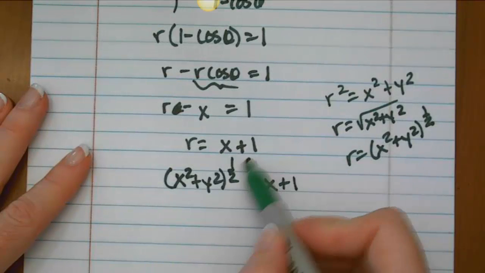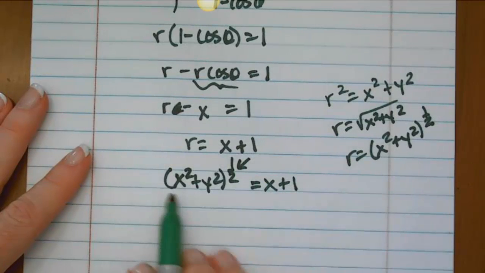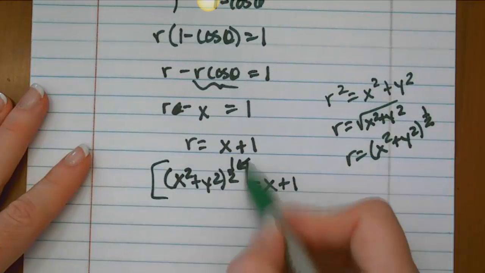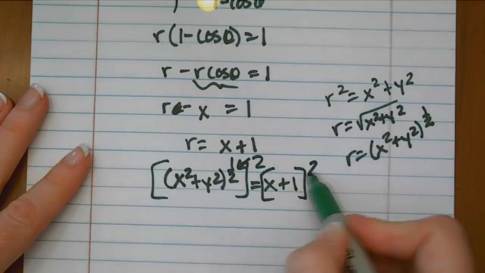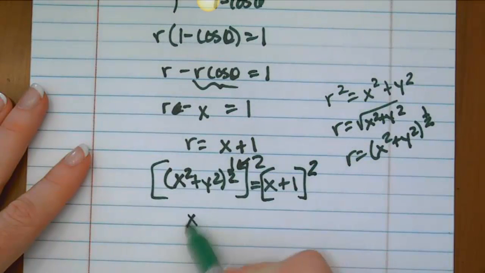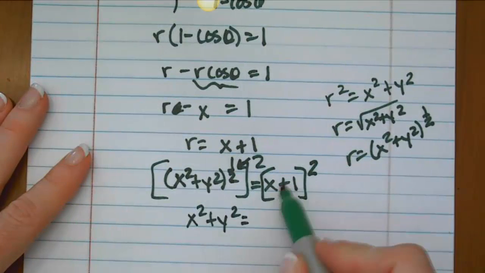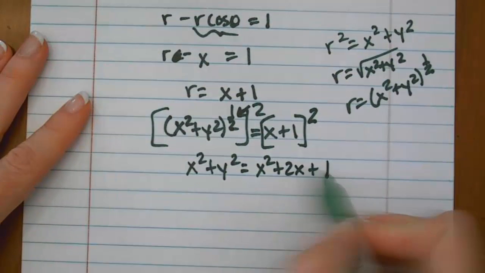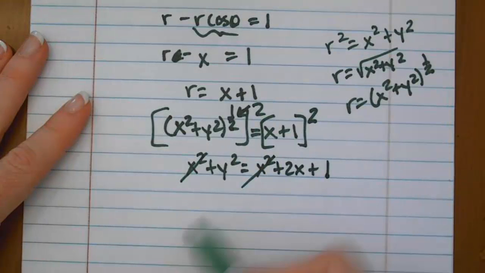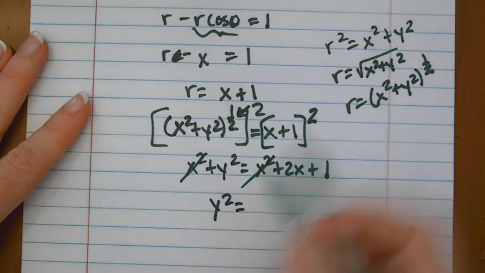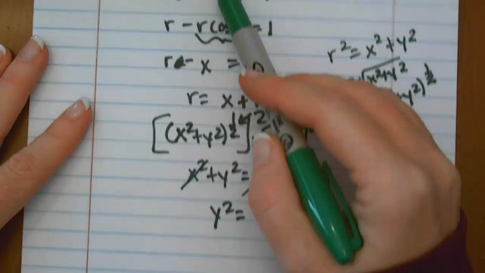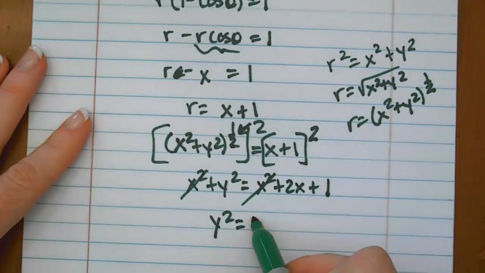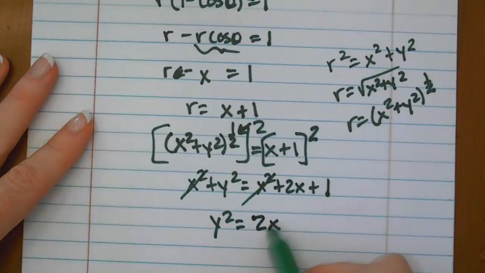And if you don't like that 1/2, remember, since this is an equation, whatever I do to one side, I can do to the other. So I'm going to go ahead and square both sides. So 1/2 squared just yields x squared plus y squared, and that's going to equal x squared plus 2x plus 1. The x squareds on either side cancel, so I'm left with my final answer: r equals 1 over 1 minus cosine theta is equivalent in rectangular coordinates to y squared equals 2x plus 1.